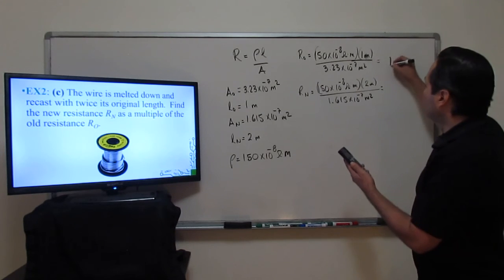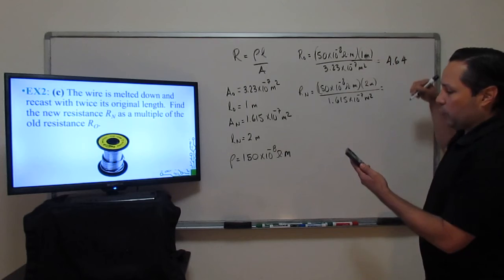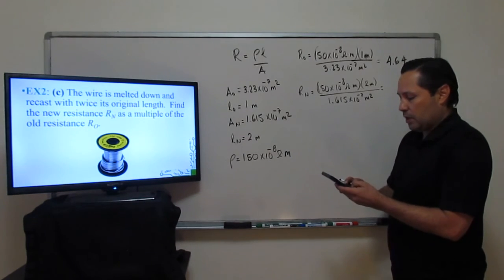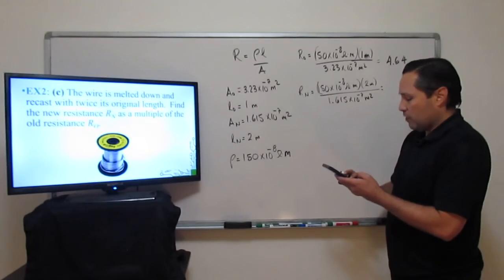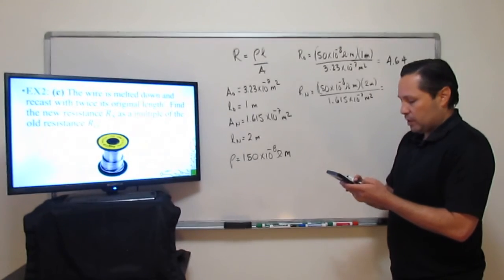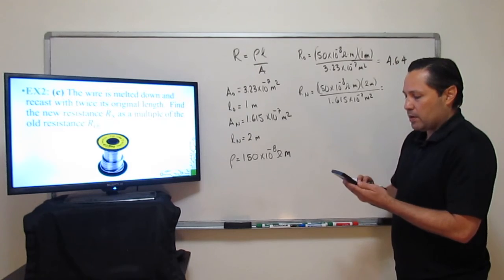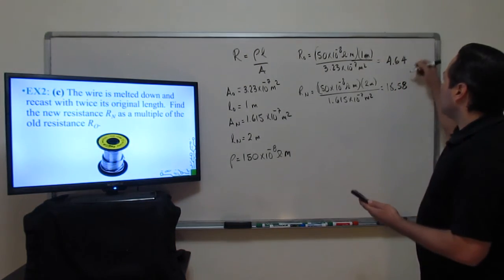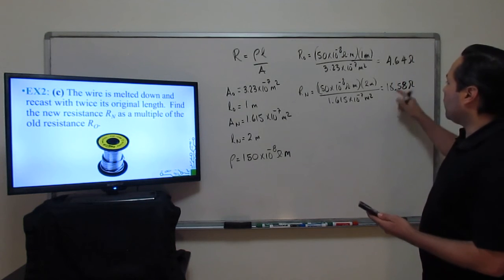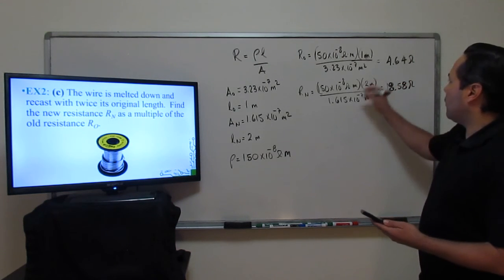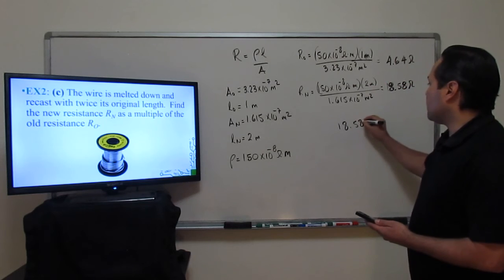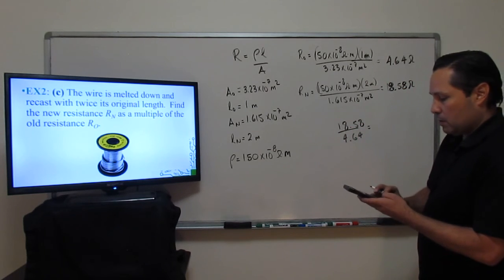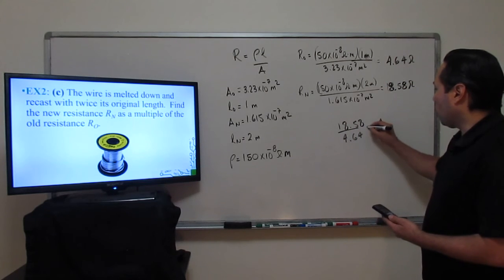So it's going to give us 4.64. For the new resistance, it's going to be 150 times 10 to the negative 8 multiplied times 2 divided by 1.615 times 10 to the negative 7, which gives us our answer of 18.58. So now let's compare them to each other. I'm just going to divide them. 18.58 over 4.64, and our answer comes out to be roughly 4.